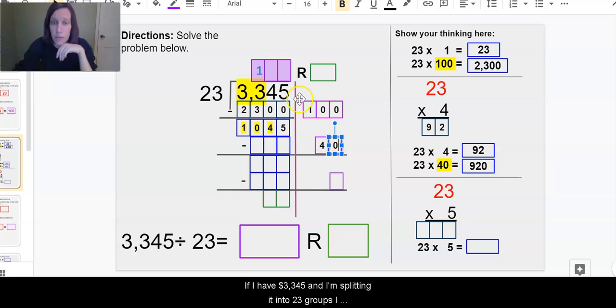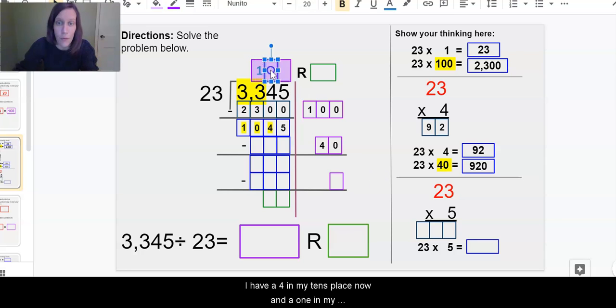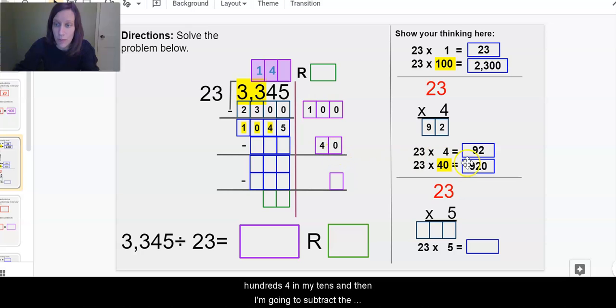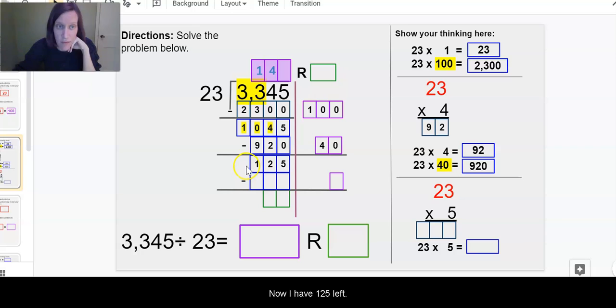If I have $3,345 and I'm splitting it into 23 groups, I can give each group 140. Okay? So I have a 4 in my tens place now, a 1 in my hundreds. And then I'm going to subtract the 920 that I used up to give each group 40. 5 minus 0 is 5. 4 minus 2 is 2. 10 minus 9 is 1. Now I have 125 left.